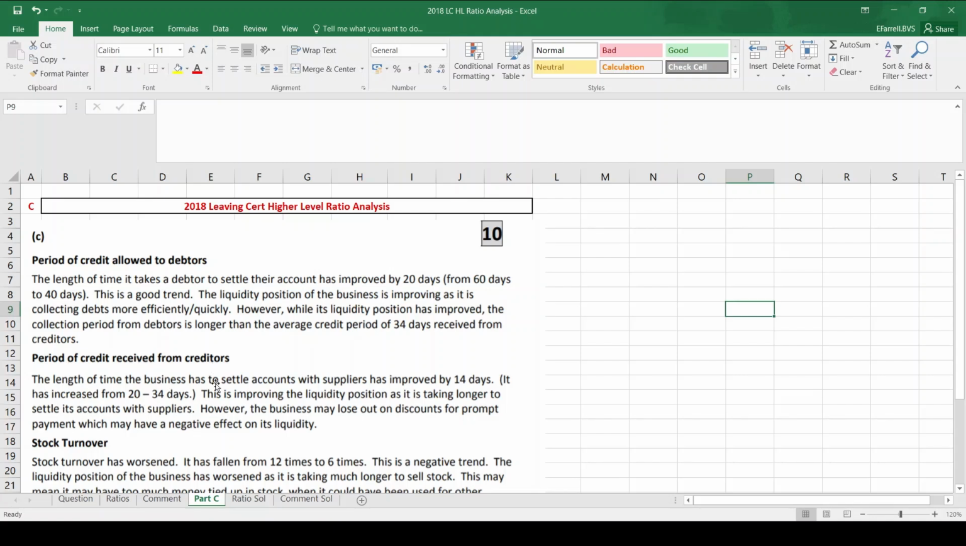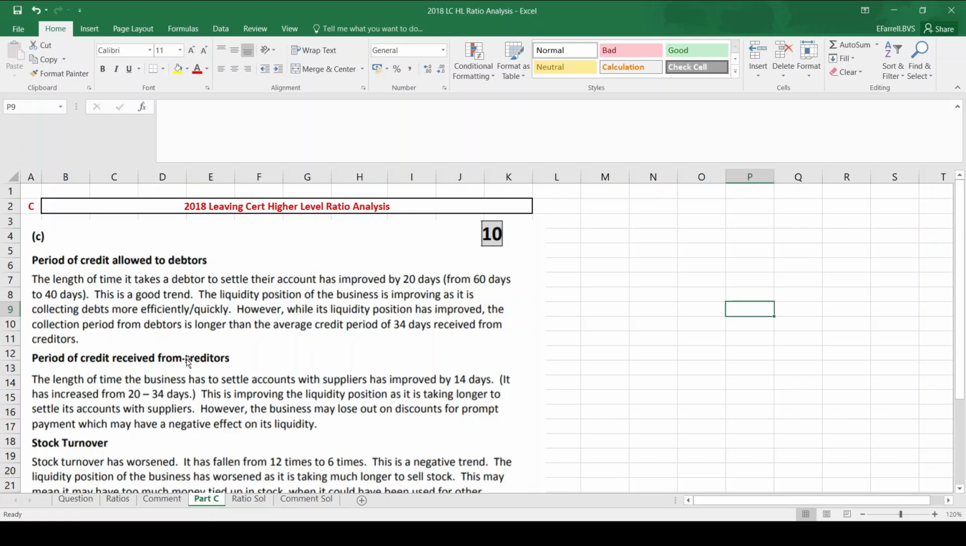Because you can see here the period of credit received from creditors, so the length of time a business has to settle accounts with suppliers, it has improved. It's gone from 20 days to 34 days. We have to pay them maybe 34 days now. This is improving the liquidity position and is taking longer to settle accounts with suppliers. However, the business may lose out on discounts for prompt payment, which may have a negative effect on liquidity. So yeah, we're getting more time to pay the creditors, but again, we might be missing out on some discounts because if you pay quickly, sometimes you get discounts.